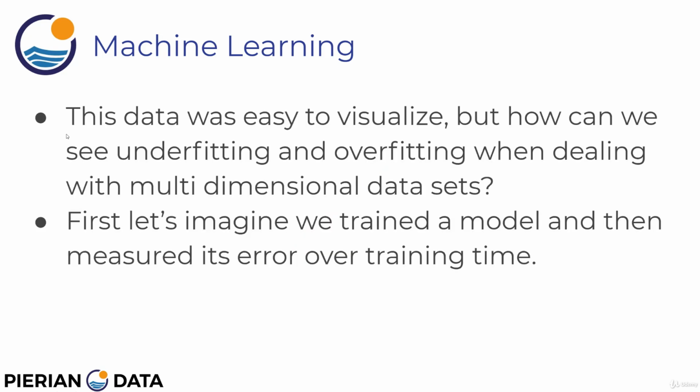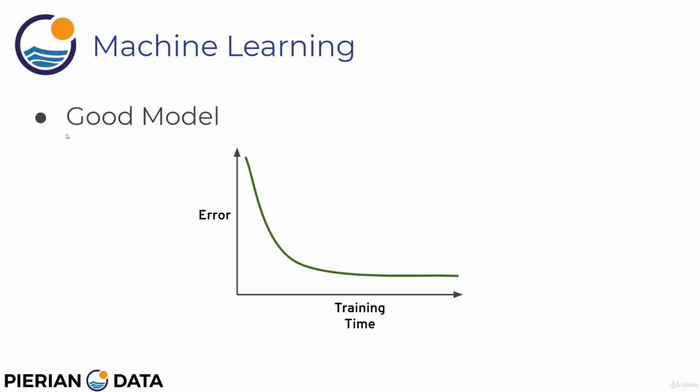Now this particular data set was really easy to visualize. We just had one feature X and one label Y. But how can we actually see underfitting and overfitting occur when dealing with multidimensional data sets? Well, let's first imagine we trained the model and then measured its error over training time. So let's begin with a thought experiment.